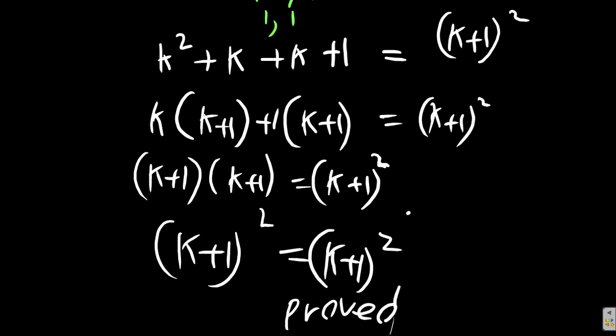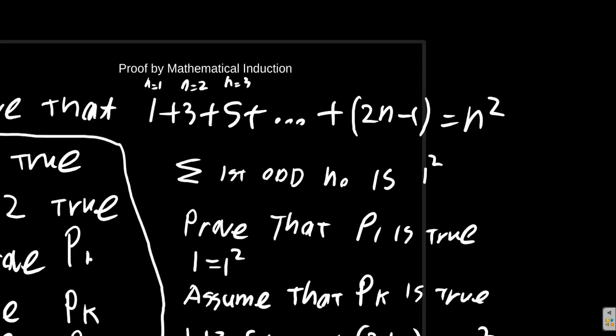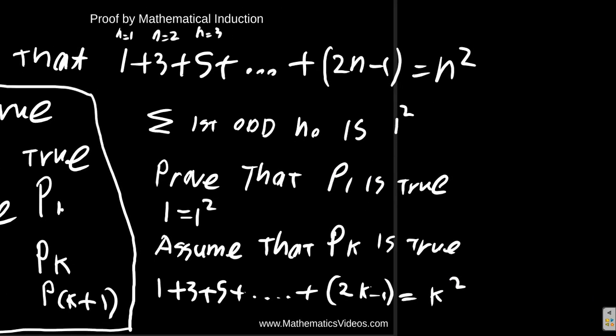So let's just quickly review what's going on. You get this. To prove this statement by mathematical induction, we must prove that it is true when n is 1. So that is P1. Prove that P1 is true. So you put in 1. Well, 1 is just 1, and it is equal to 1 squared. Okay, P1 is true.